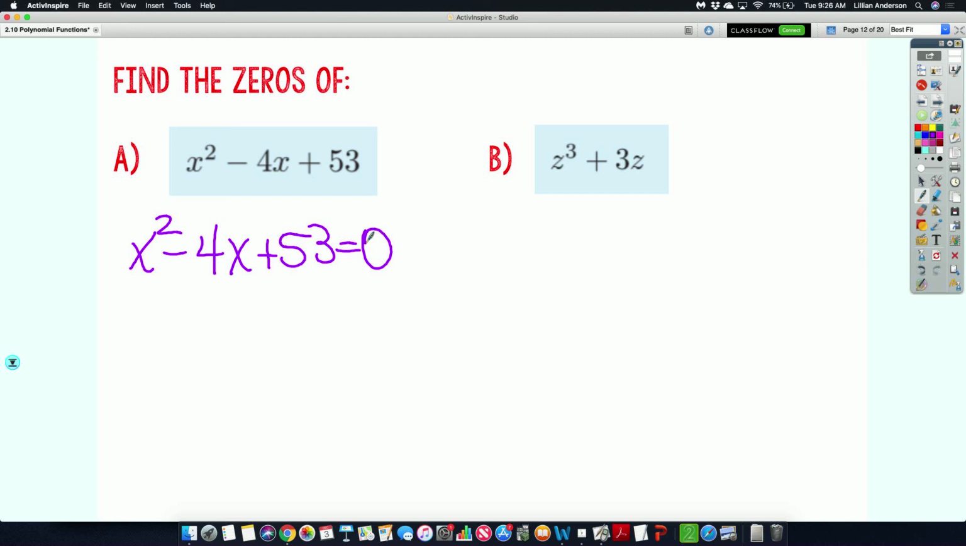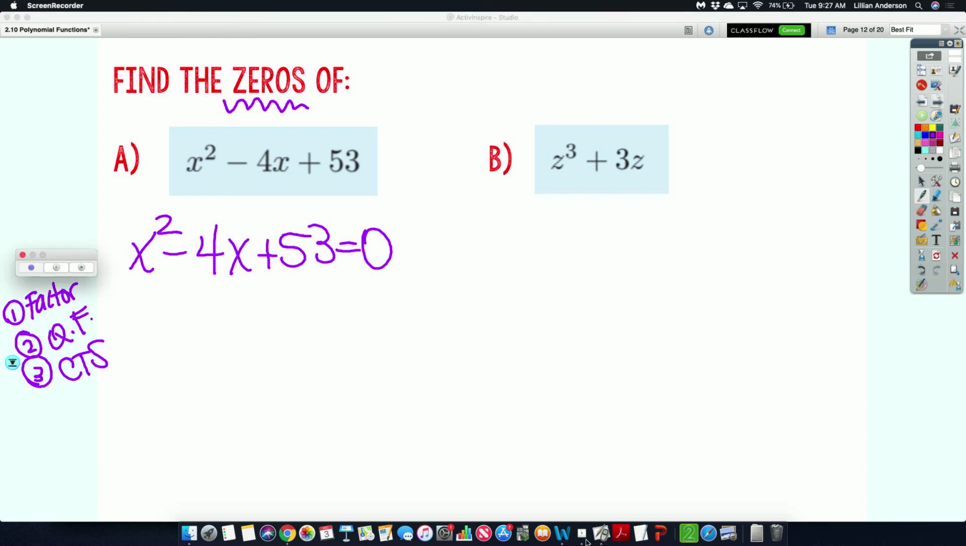If it doesn't factor, then what? Because I'm asking you to find the zeros. Not asking you to factor, I'm asking you to find the zeros. If it can't be factored, then what's the other option to find the zero? The quadratic formula. Or the trick of completing the square. Okay? So go ahead and do these two, both of these.